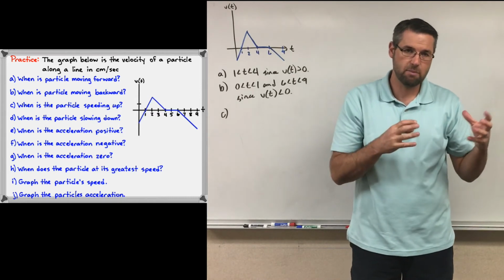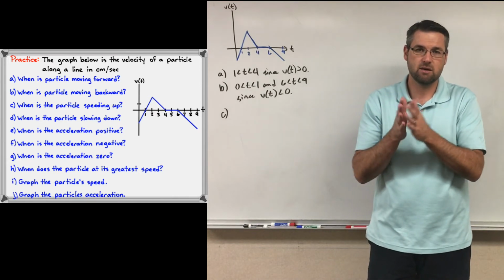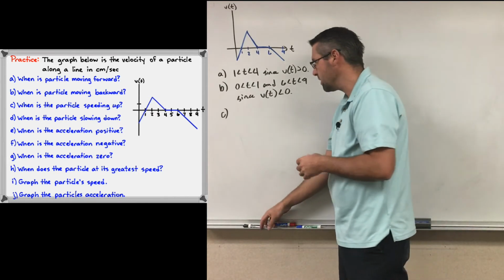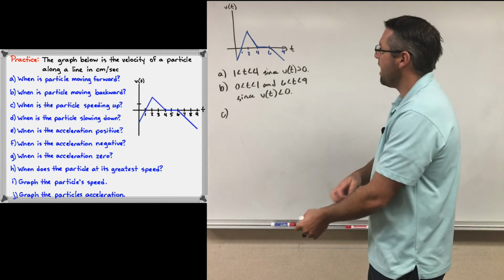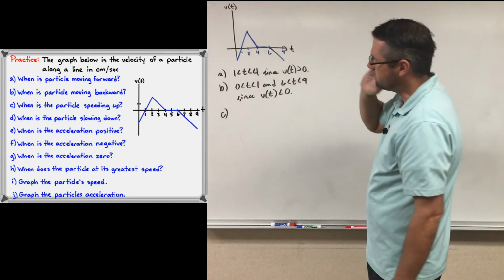The bottom line is, if velocity and acceleration have the same signs, then the particle or the object would be speeding up, and if the velocity and acceleration have different signs, then the object will be slowing down, okay? But how do I look at velocity and acceleration, because I'm only given the velocity graph?